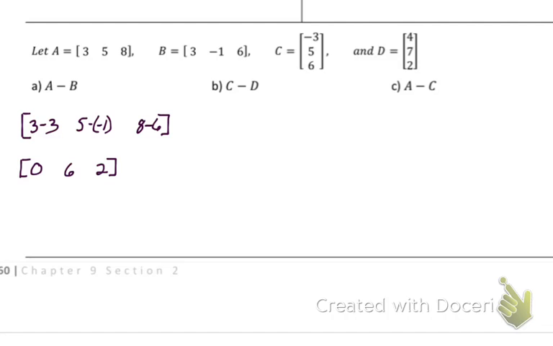All right, for C minus D, I have 3 rows and 1 column, and 3 rows and 1 column. I can go ahead and subtract those. So C minus D, I'm just going to do this in my head. I'll have negative 3 minus 4, which would give me a negative 7. I'll have 5 minus 7, which is a negative 2. And 6 minus 2, which is going to give me 4. So the negative 3 went with the 4. The 5 went with the 7. And finally, the 6 went with the 2.